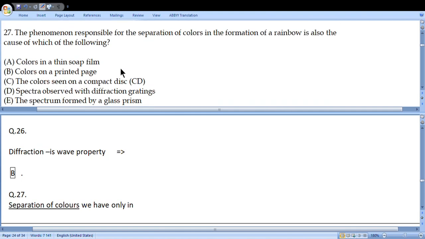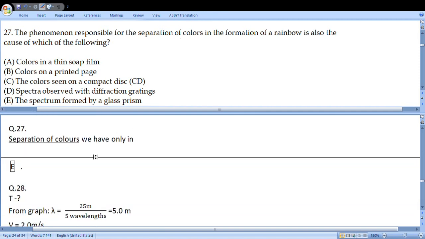27. The phenomenon responsible for the separation of colors in the formation of rainbow is also the cause of which of the following? Here the main word is separation. Separation of color. Separation of colors we have only in E. Spectrum formed by a glass prism.